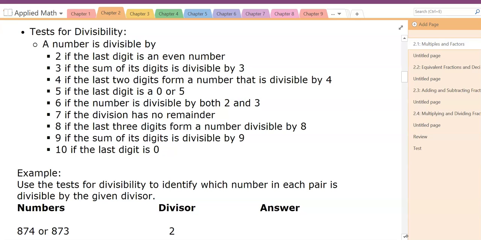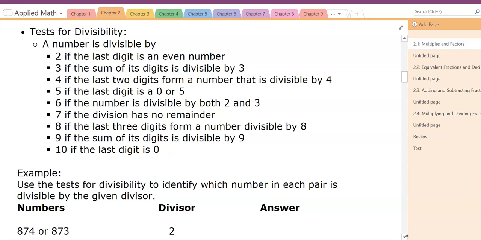7, there's really not a special test for 7. It can't have a remainder, meaning if you divide, you don't want to have a decimal or anything left over. But there's not a special test. You would just have to do the division and see what happens. Number 8, look at the last 3 digits. If they form a number that's divisible by 8, then you can do the whole number.